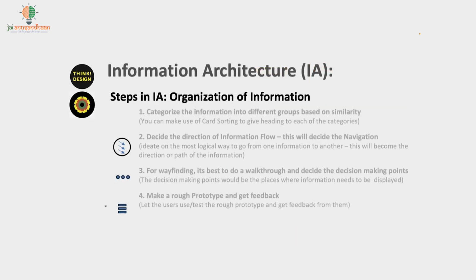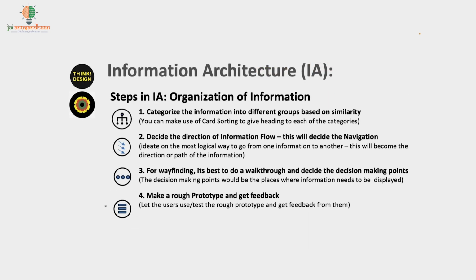Yeah, so if you look at the steps in organization of information, first you have to categorize the information into different groups based on similarities, okay, so that they all come under certain groups, okay, and then you have to decide how it should flow. How will you decide the navigation, from what it should go, what should be next, okay.